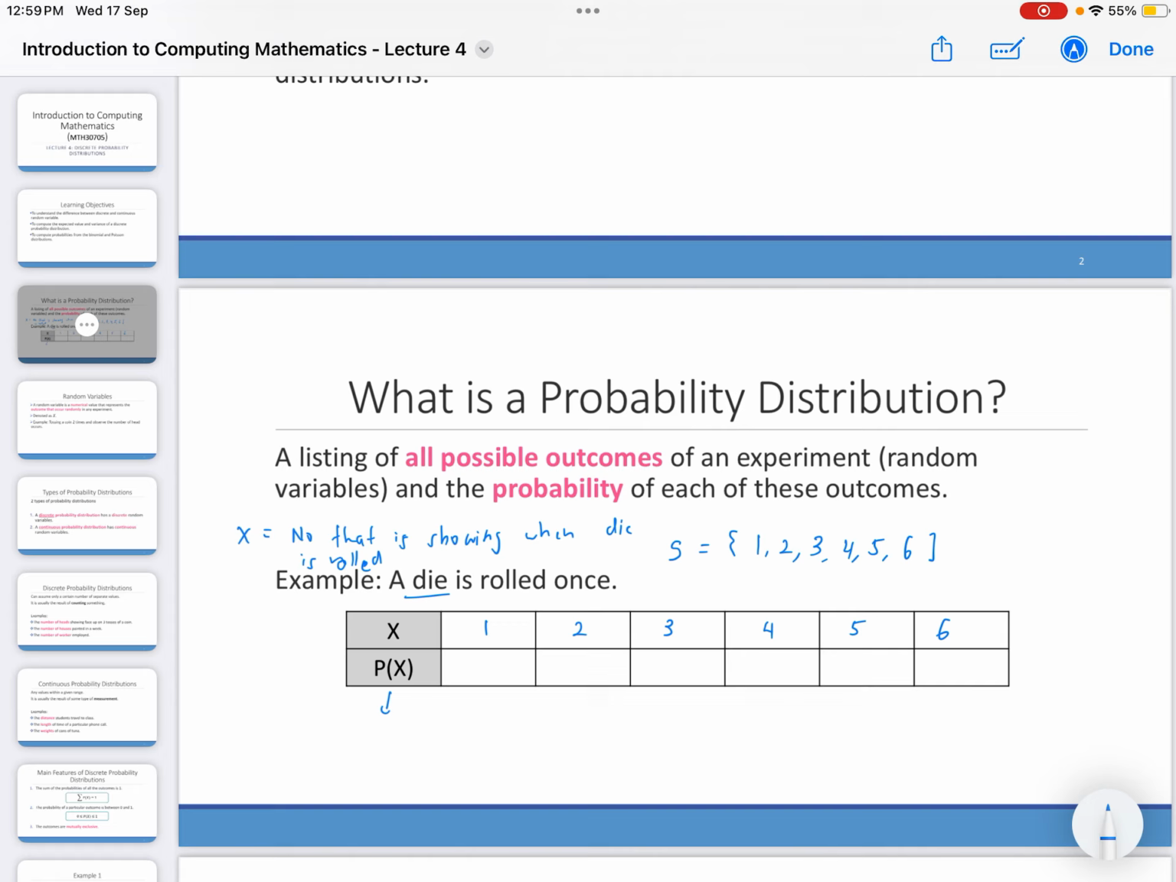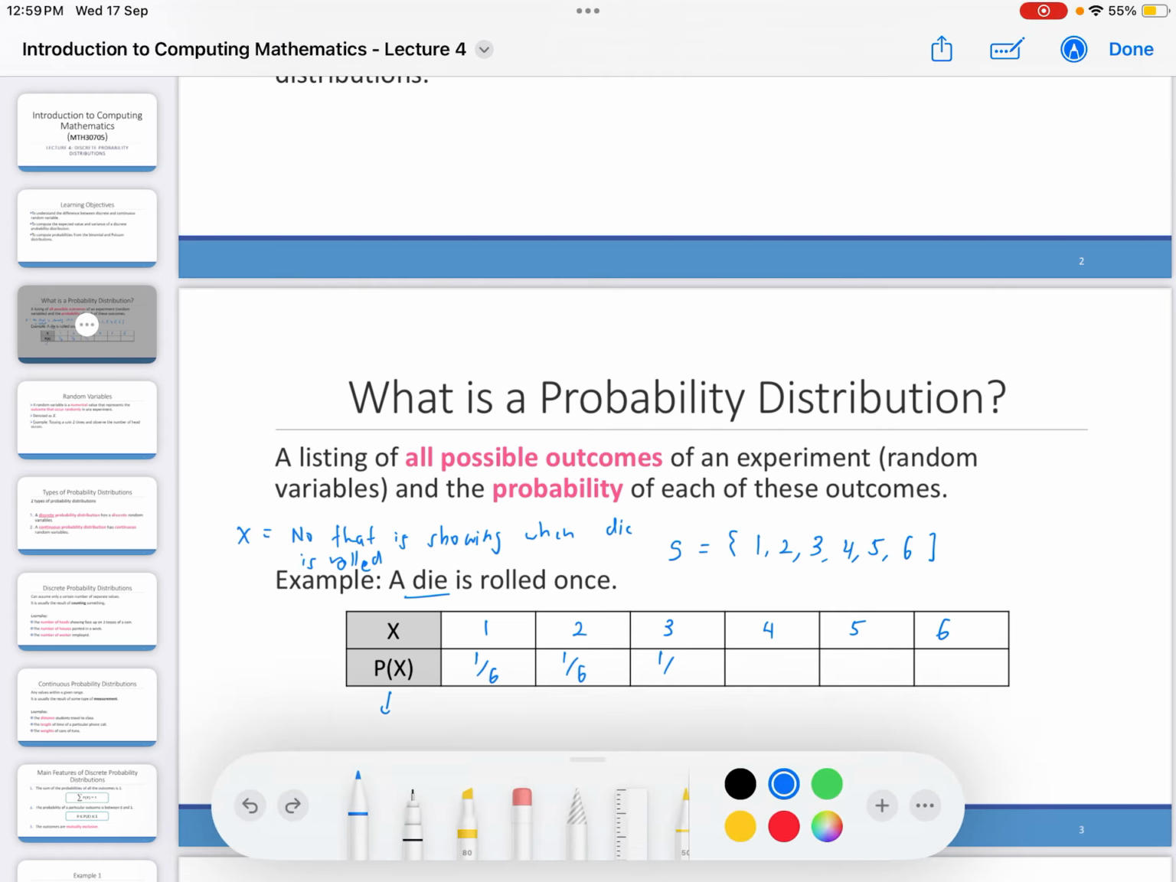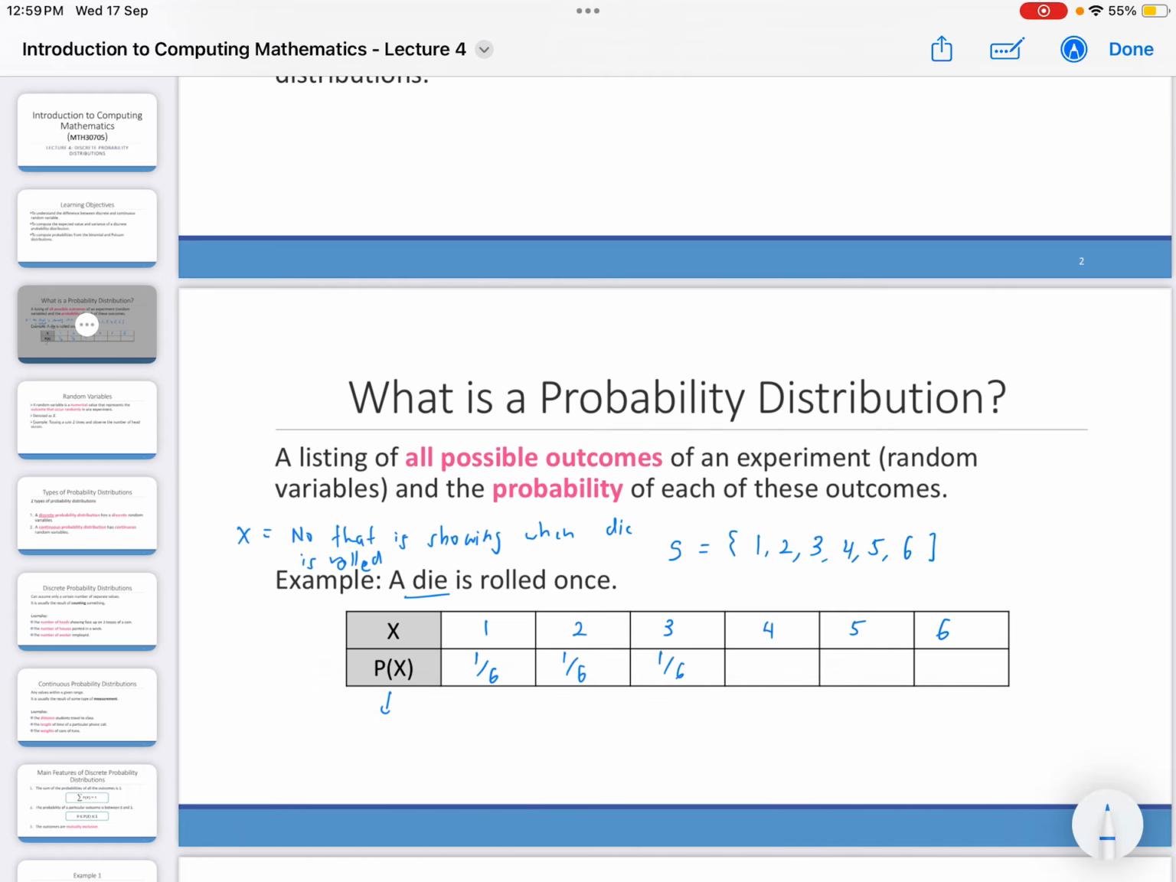So we know the probability of getting 1 is 1 over 6. And then the probability of getting 2 is also 1 over 6. And the probability of getting 3 is 1 over 6, and so on. Probability of getting 6 is also 1 over 6. So these are the probability distribution, or we can say discrete probability distribution.